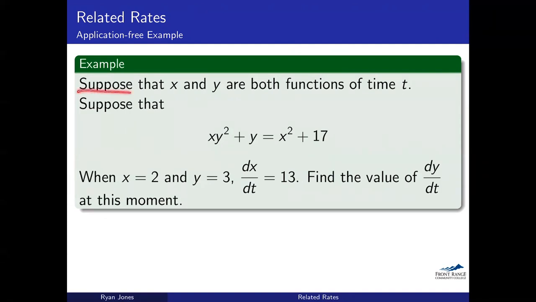So we'll notice this first line, suppose that x and y are both functions of time t. And then I'm giving us an equation that relates x and y together. And as we've seen before with implicit differentiation, we can take a derivative of this without solving it for y. And that's helpful in a lot of scenarios, this being one of them. When I see a y squared and a y here, and I've got x's and all this stuff here, this just doesn't look like an equation that I really want to solve for y.